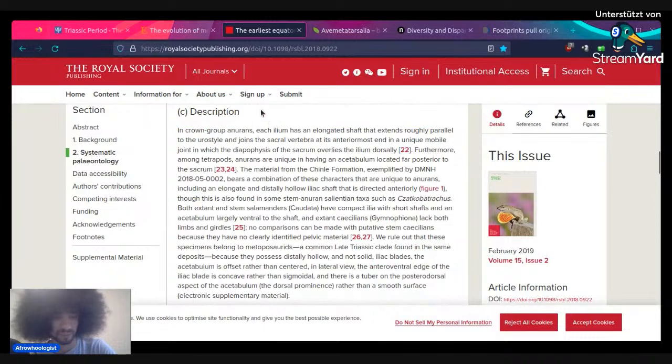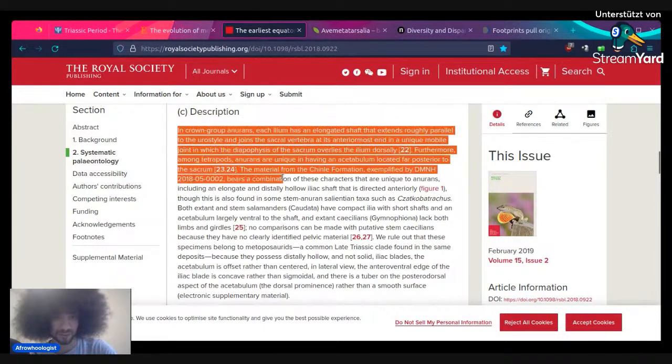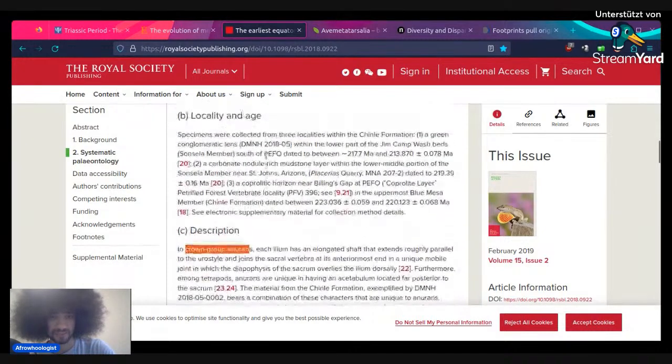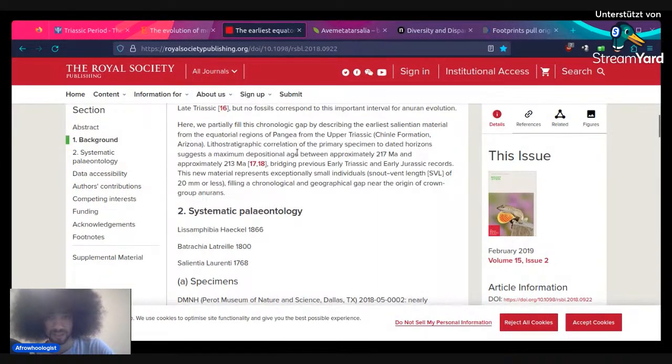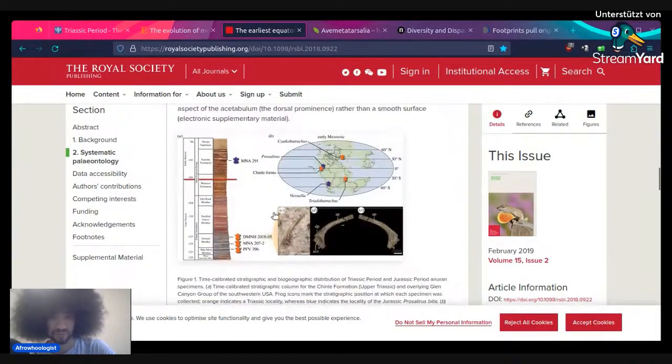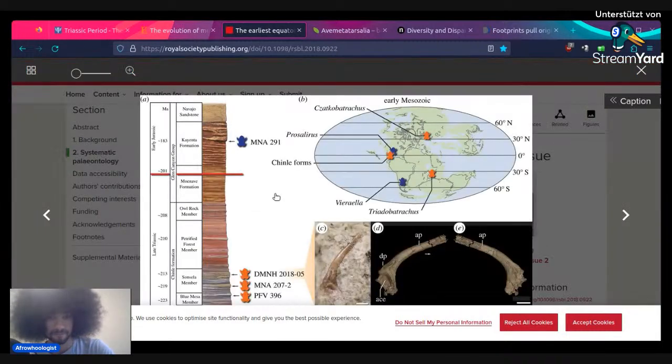So we have pretty definitive proof morphologically that these are crown group anurans. That means that they are the frogs that all modern frogs descend from, and yet they miraculously appear in the fossil record in the late Triassic, supposedly from some mid-Triassic ancestor that we don't have proof of. And they're found globally. So they appear all over the planet, all of a sudden. So here they are, all over the planet, all of a sudden.